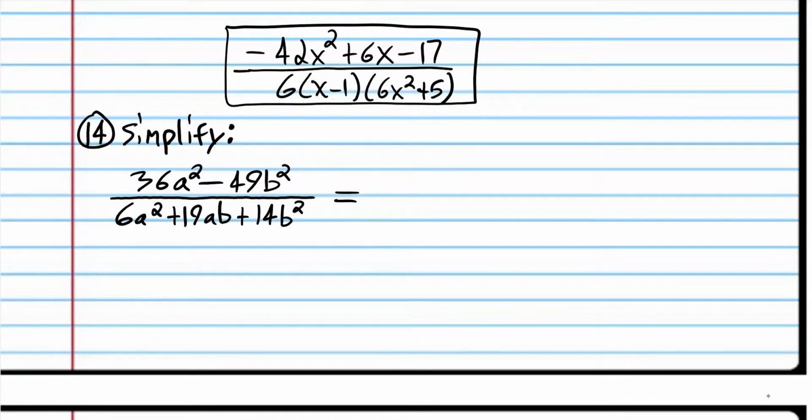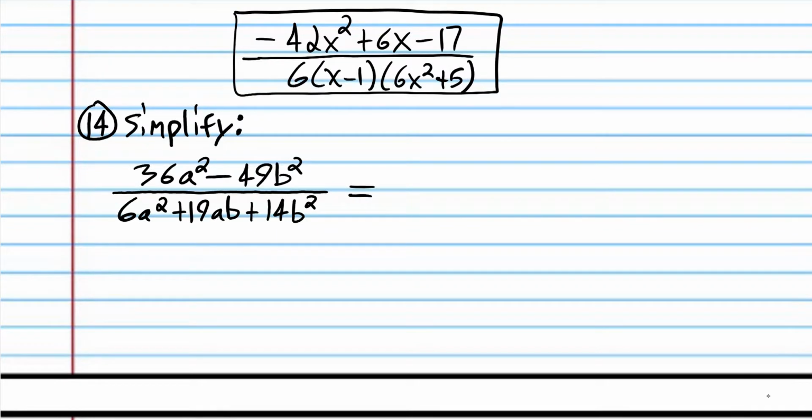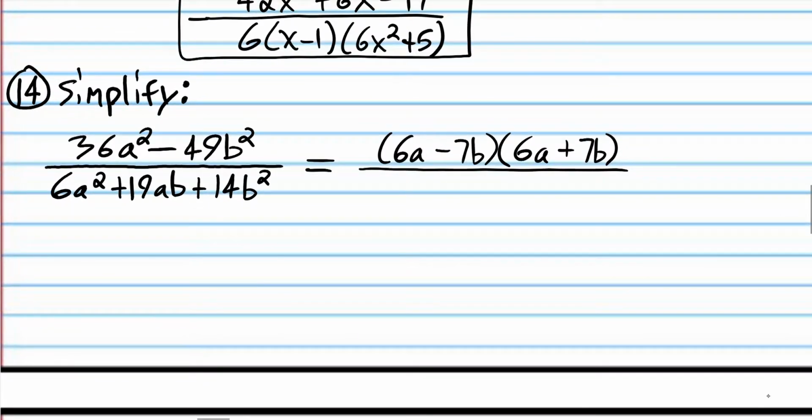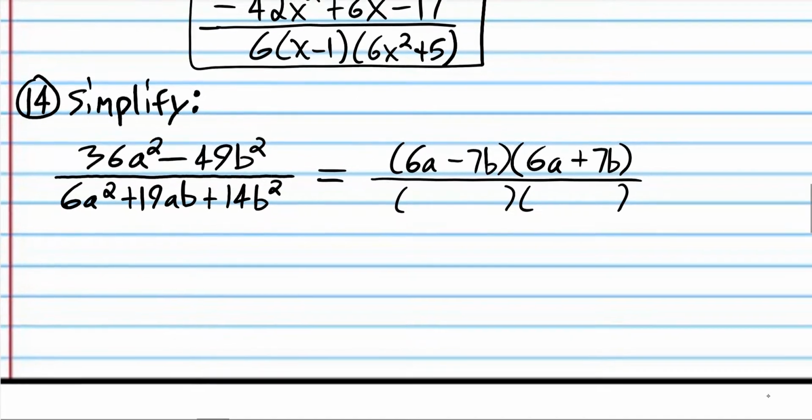So I have 49 and 36. Those are perfect squares. So this is probably going to be a difference of two squares problem because I'm subtracting. What number times itself is equal to 36? Well, that's going to be 6. And you have a's, so you're going to have to put an a there. What number times itself is equal to 49? Well, obviously that's 7. And because there are b's, you're going to have to write your b's. And whenever you use difference of two squares, you always put a plus and minus.